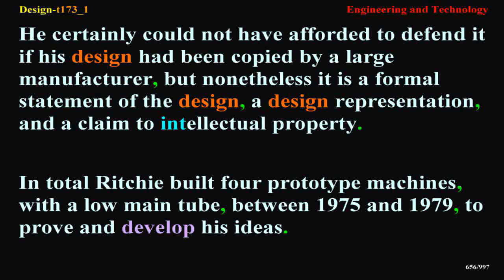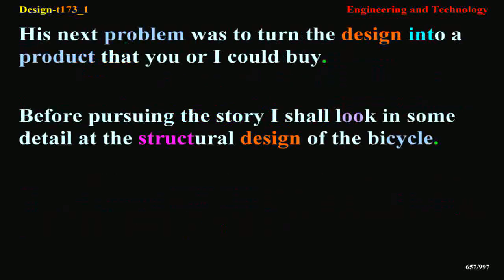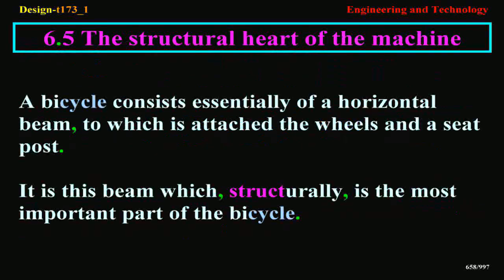In total, Ritchie built 4 prototype machines, with a low main tube, between 1975 and 1979, to prove and develop his ideas. His next problem was to turn the design into a product that you or I could buy. Before pursuing the story, I shall look in some detail at the structural design of the bicycle. 6.5. The structural heart of the machine. A bicycle consists essentially of a horizontal beam, to which are attached the wheels and a seat post.